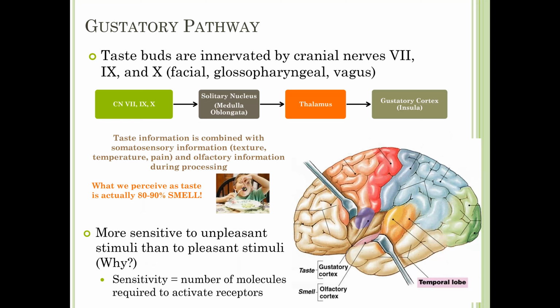So if something is very, very acidic, we want to be able to sense that before the acid can actually damage the membranes in our mouth. If something is very, very bitter, that usually means it has a toxic compound in it, so we want to be able to say, oh, I shouldn't eat this, right? And the same thing if something is off or has gone bad, we want to be able to taste that at very small concentrations before we eat enough to make ourselves sick. And that is the end of gustation.